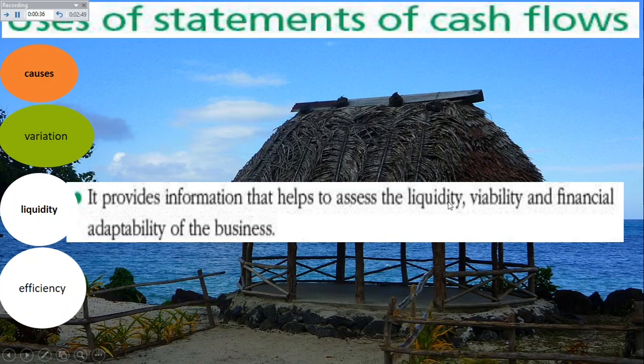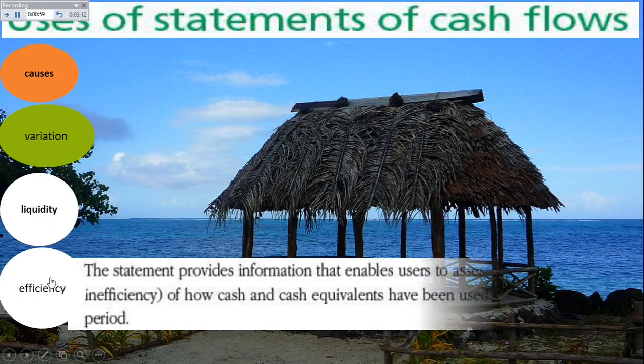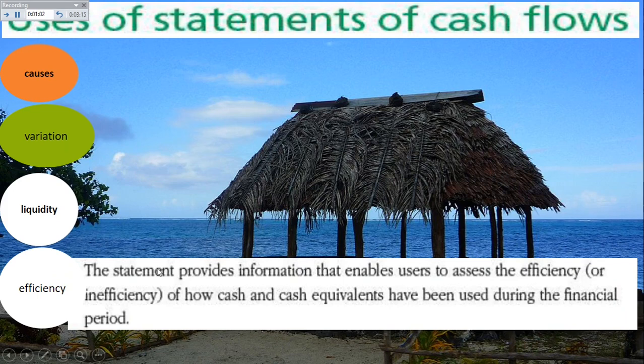So you know the term liquidity. Liquidity is the ability of the business to pay short-term liabilities. And then cash flow statement, since it shows the inflows and outflows of cash, gives an idea to us about studying the liquidity portion of the business. Efficiency. The statement provides information that enables users to assess the efficiency or inefficiency of how cash and cash equivalents have been used during the financial period. So during the financial period, we can study how the cash has been used in order to know the efficiency or inefficiency of the business.